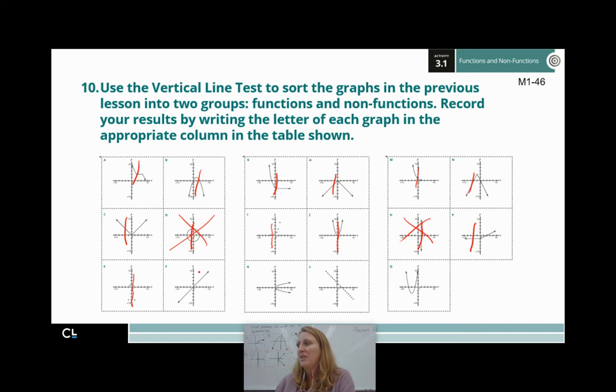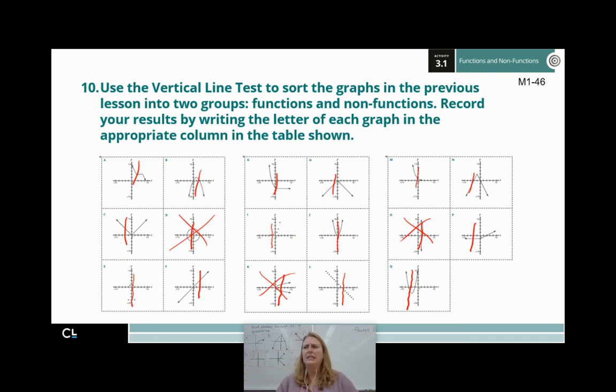It passes. This one passes. Oh, another fail. You don't pass. Again, this one has dots, but still, we can use the vertical line test. It should only intersect once, which it does. That's good. And one more. Oh yeah, it easily passes.